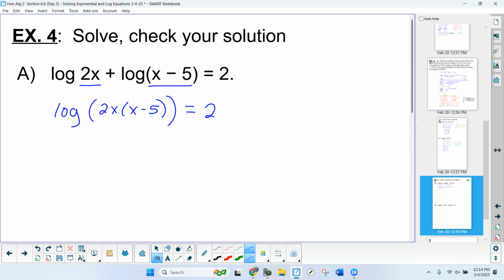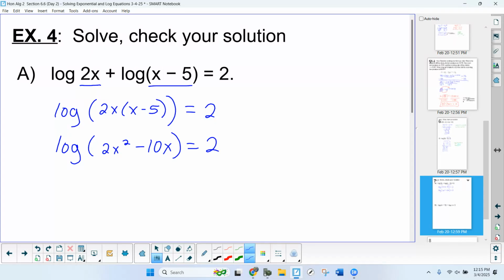I mean, if this was 2 and 5, you'd say the log of 10. But we have 2x and x minus 5. So let's distribute. And what do you get when you distribute, Ethan? 2x squared and negative 10x. Perfect. Okay, now do I have it in single log form?